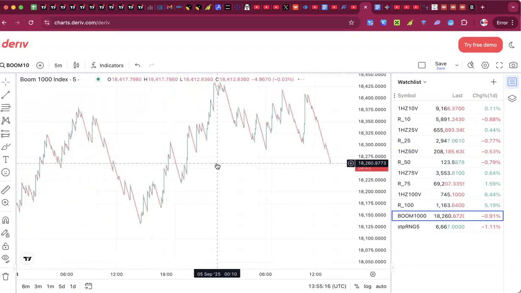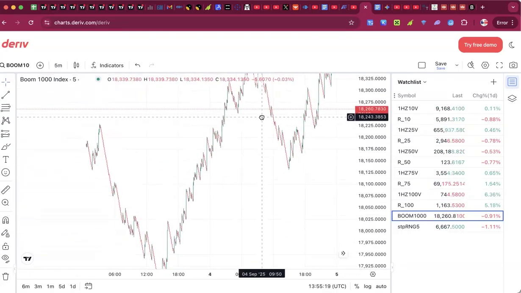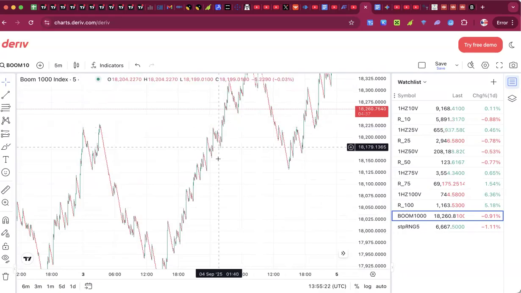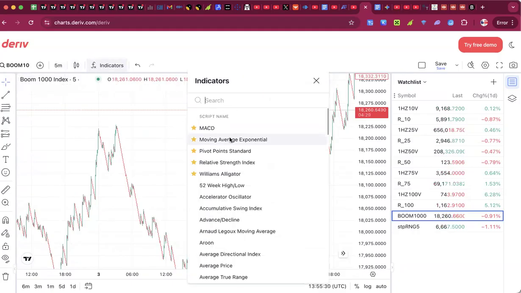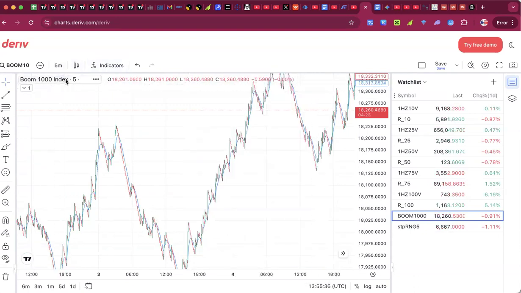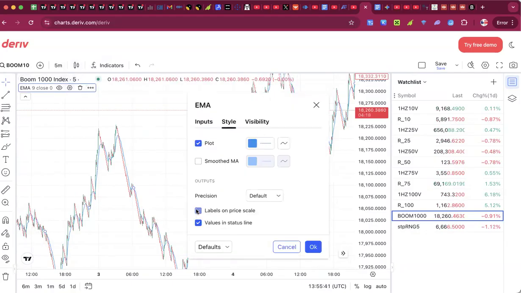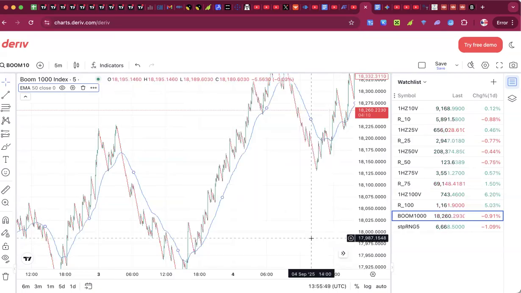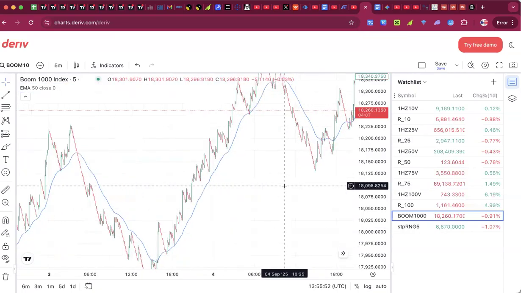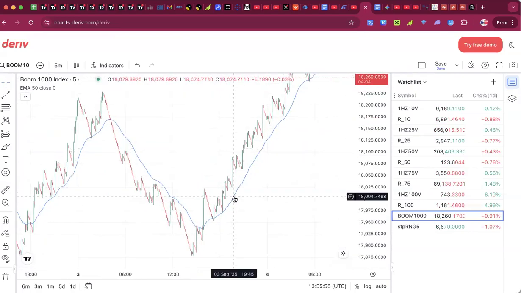Good. So look at it. Oh, wow, amazing. So if you like now, you can still put the moving average we talked about. Okay, so let's go there. 50. So if you look at this 50 moving average now, see the trend.